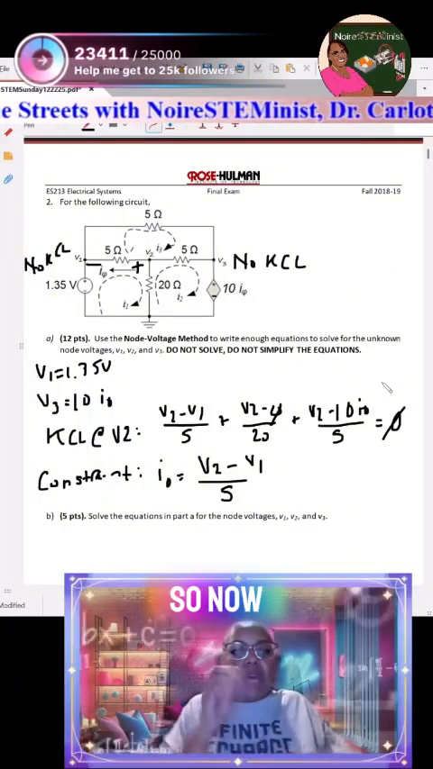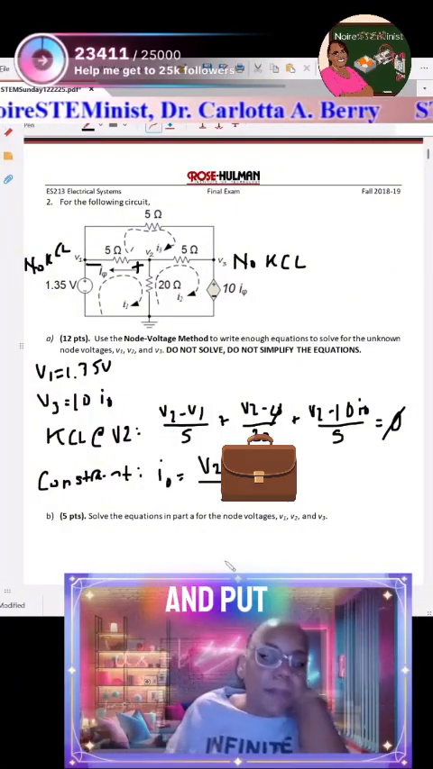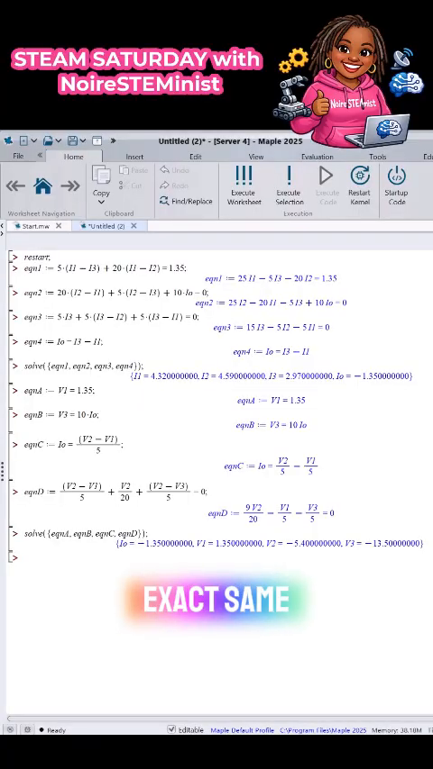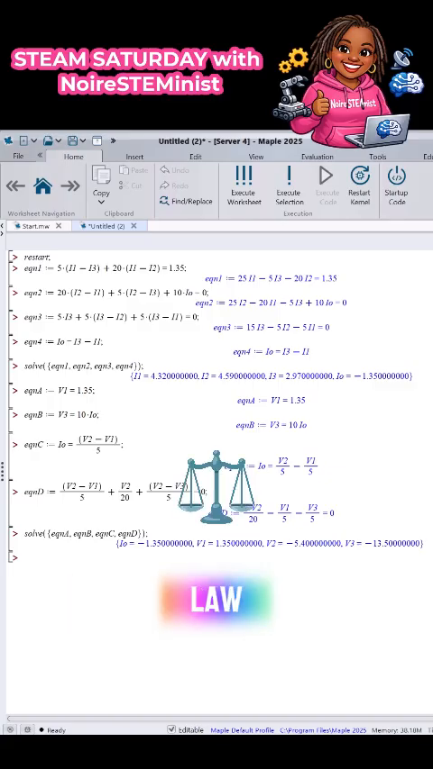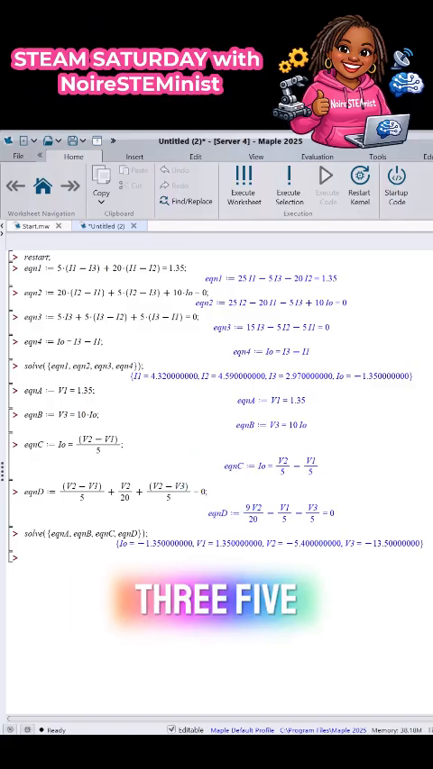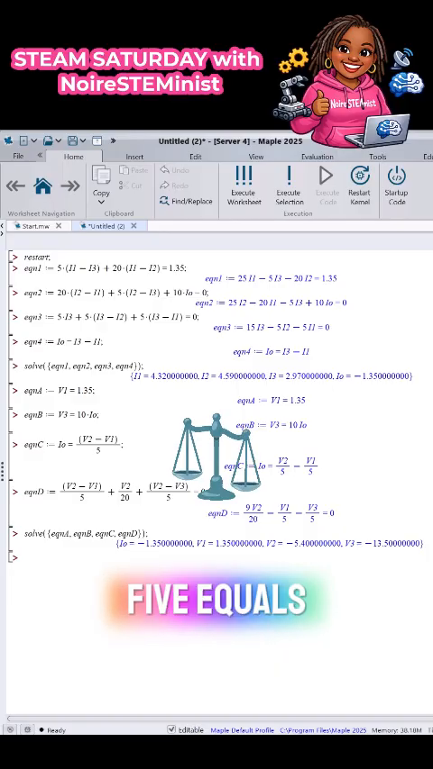All right, so now we're going to go back into Maple and put in these equations. Then we did the exact same problem again, same circuit, using the node voltage method or KCL, Kirchhoff's current law. Equation 1 is V1 is 1.35 volts. V3 is 10 I naught volts. That is our dependent source. I naught is V2 minus V1 divided by 5. And the KCL equation at node 2 is V2 minus V1 divided by 5 plus V2 over 20 plus V2 minus V3 divided by 5 equals 0.